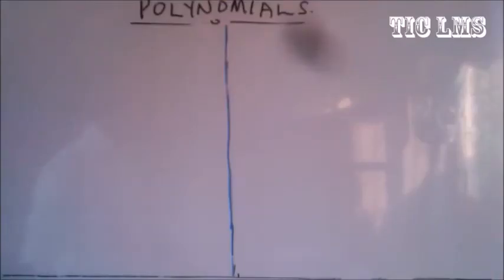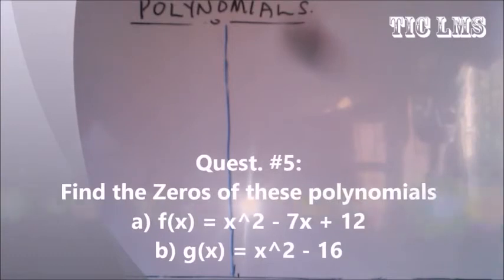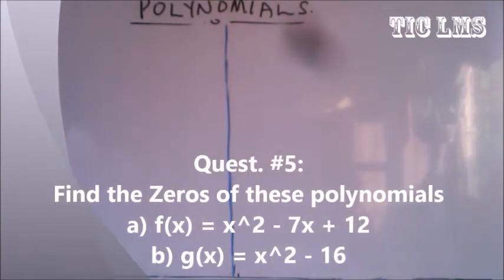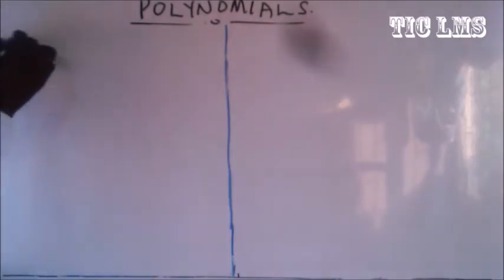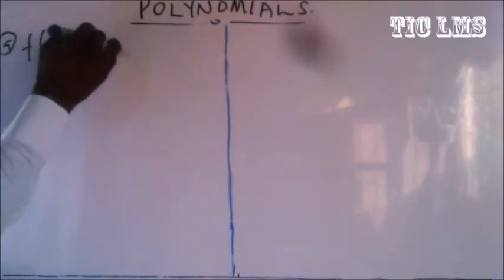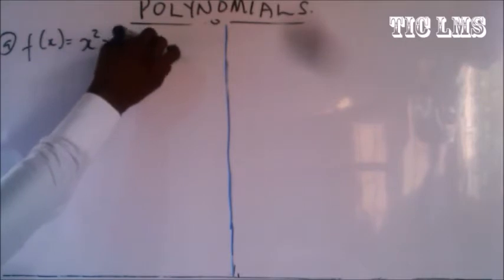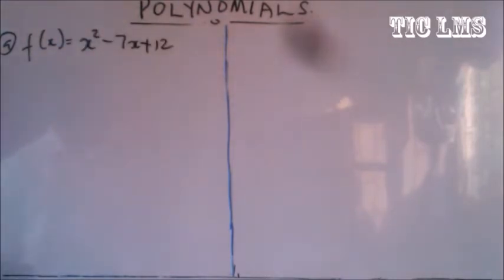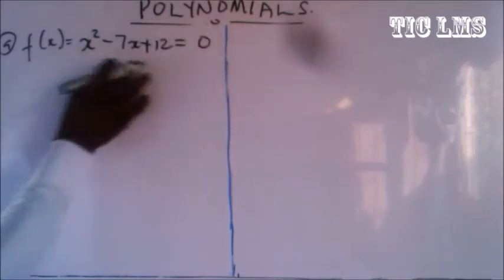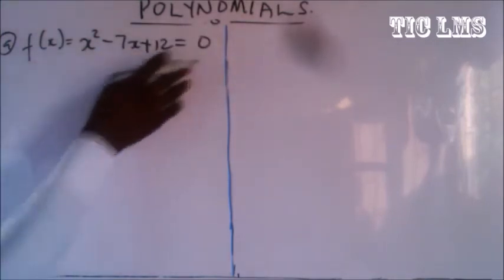Alright, so in this next question, we have to find the zeros of these polynomials. A, f of x equal to x squared minus 7x plus 12. B, g of x equal to x squared minus 16. Alright, so we take the first one where we have f of x equal to x squared minus 7x plus 12. When we are talking about zeros of a polynomial, it means that we will equate this particular equation to 0.